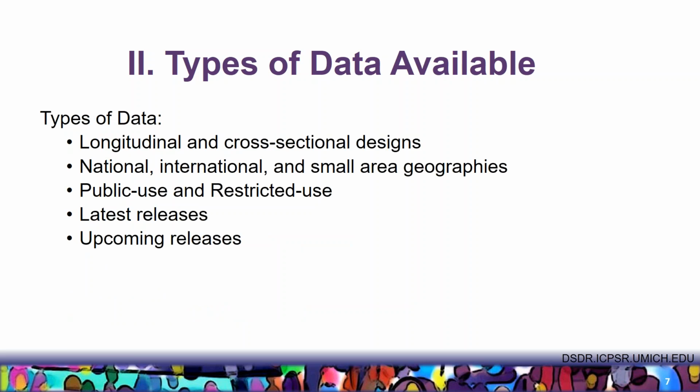In addition, we have data of a variety of types, not just single-shot surveys. We have some longitudinal data and cross-sectional designs. We have some repeated cross-sections. We have national, international, and small area geography. We have, of course, public use and restricted use data. We try to make the data as current as possible. Current data is a mandate right now for a lot of NIH funding. So we try to make our data as current as possible, get it out as quickly as possible. And we constantly have upcoming releases. We're constantly working with data providers to make data available to people.